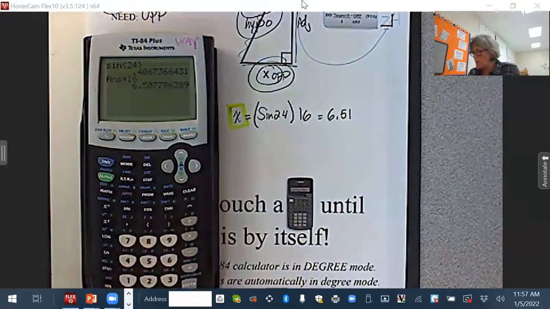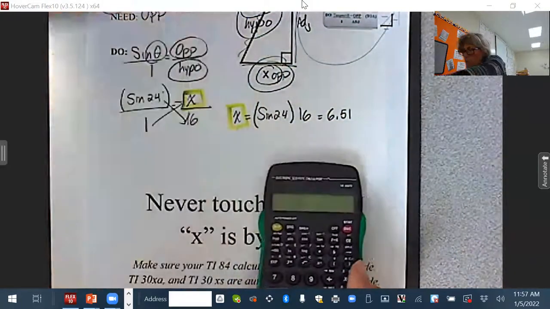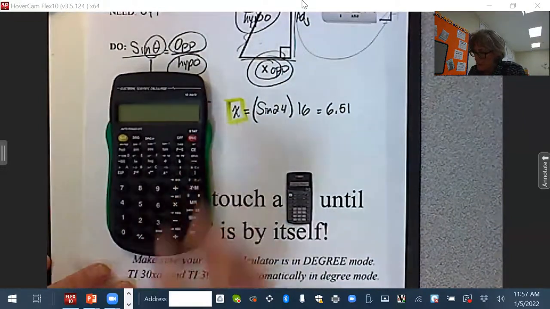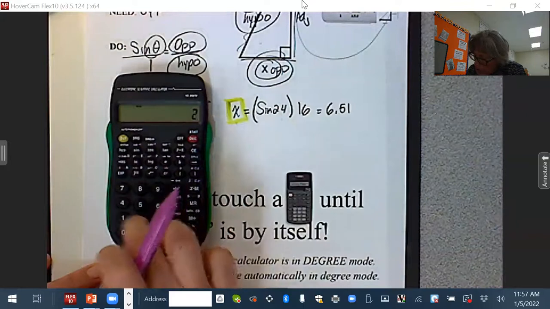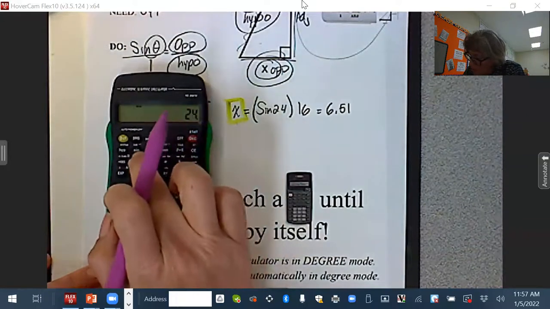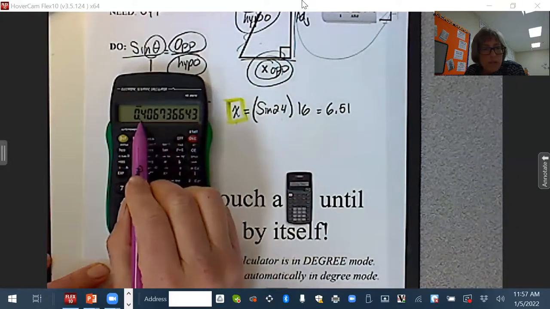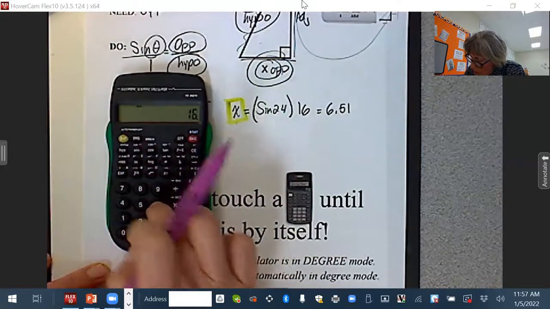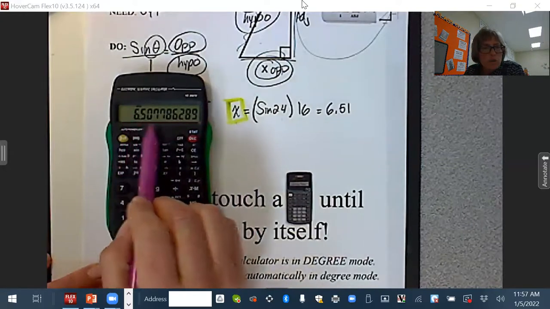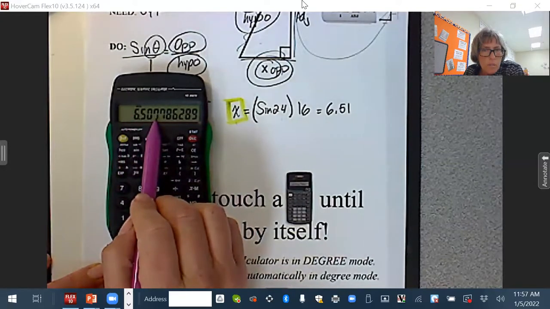Now, some of your calculators are going to go the other way. So let me show you what I mean. Watch. Sine 24 is going to be 24 sine. There's that decimal. Times 16. And there's your answer. Make sure you're getting the same answer as me right now. Make sure you know how to use your calculator.